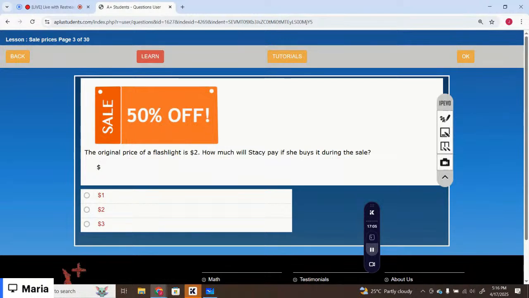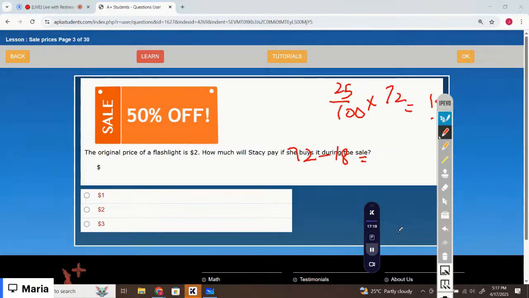The original price of a flashlight is $2. How much will Jackie pay if she buys it during the sale that is on 50% off? 50% off means exactly half price, so that would be $1. Option number 1 is the correct option.